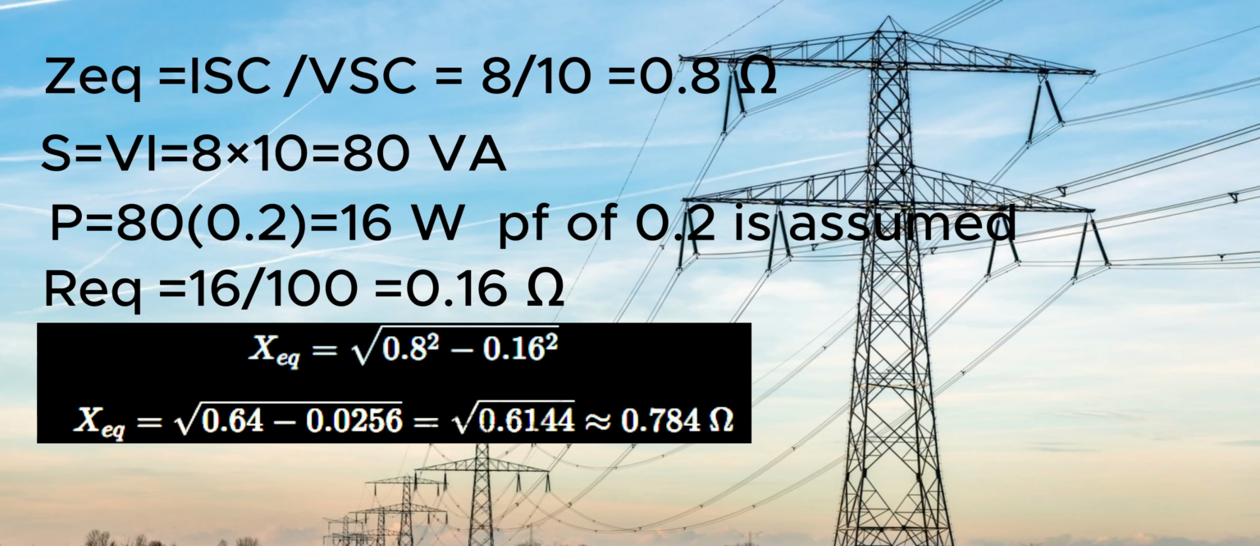Through this laboratory, we learned the purpose and procedure of the short circuit test. We understood that this test is mainly used to determine the transformer's equivalent impedance and copper losses, while the core losses remain negligible because of the low applied voltage. Overall, this experiment helped us better understand how the short circuit test is used to evaluate the internal characteristics and performance of a transformer.